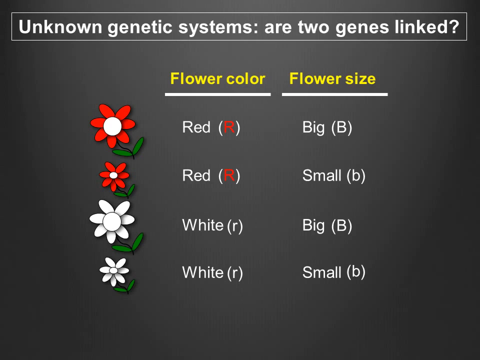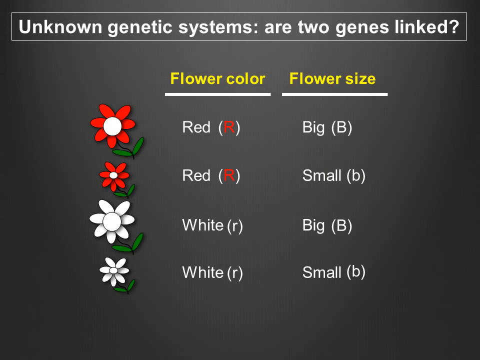The color gene has two alleles: a dominant allele that produces red flowers, and a recessive allele that produces white flowers. The size gene also has two alleles: a dominant allele that produces big flowers, and a recessive allele that produces small flowers.